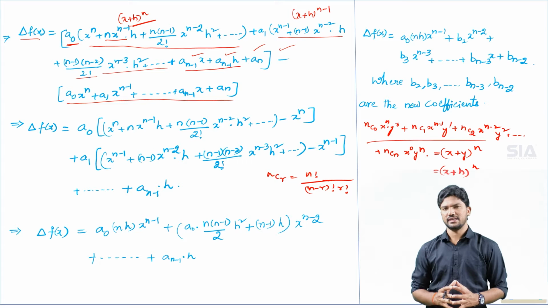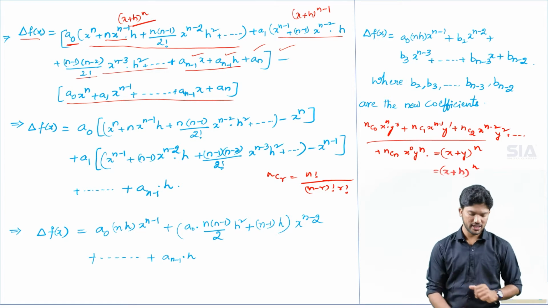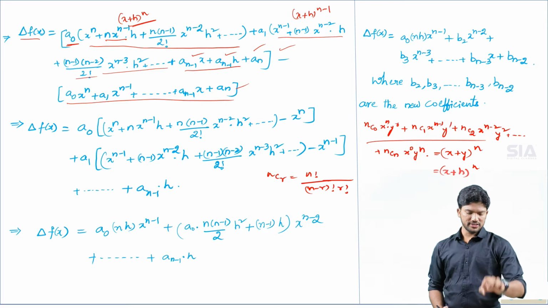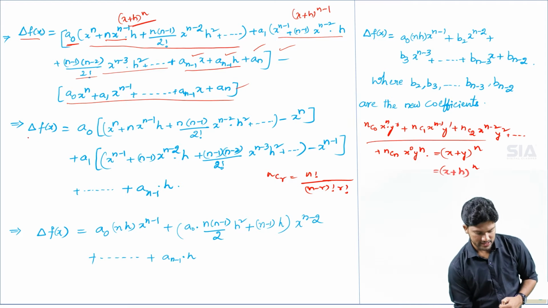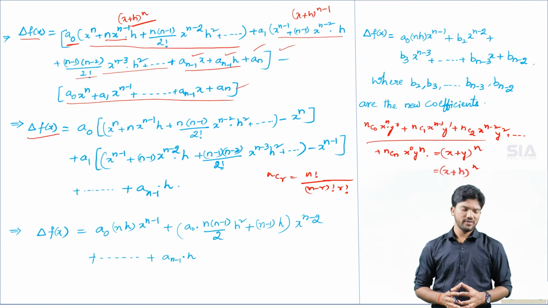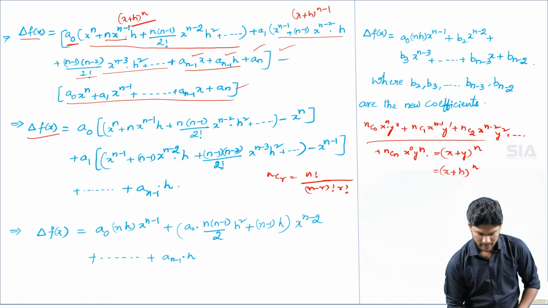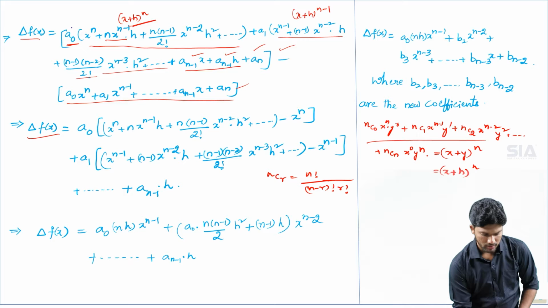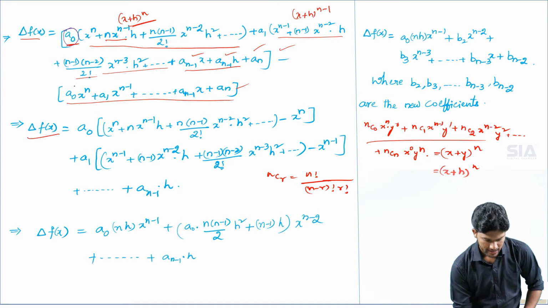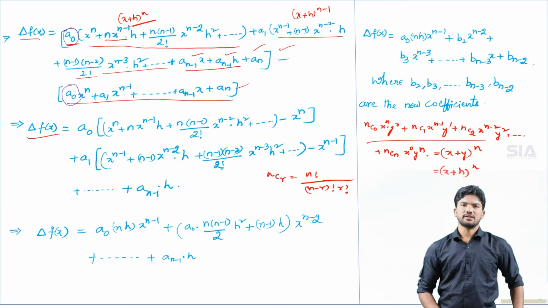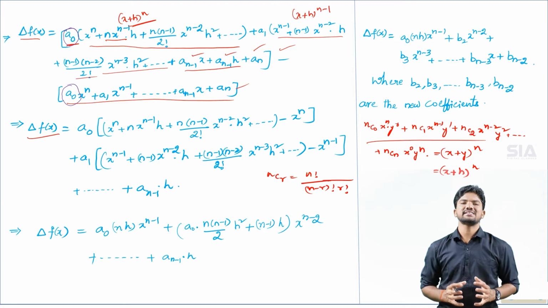We are writing as it is, a0 x^n + a1 x^(n-1) and so on up to a_n. Okay, so this is the expansion for the binomial expression. So now you can see that in the next step, delta f of x is equal to, okay, now you can clearly see here we have the coefficient a0, the leading coefficient. Here also we have the leading coefficient a0.